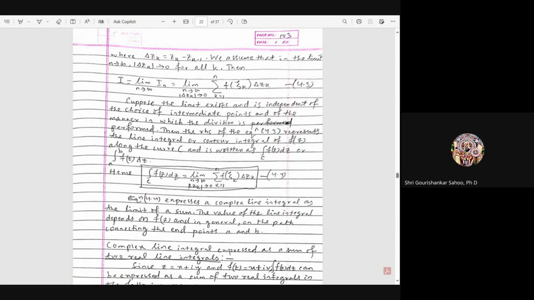So your integration over the contour f(z) dz is equal to the limit as n tends to infinity, modulus of del zk tends to 0, summation k equal to 1 to n, f of ζk del zk. And this expression expresses a complex line integral as the limit of a sum. The value of the integral depends on f(z) and in general on the path connecting the endpoints a and b.